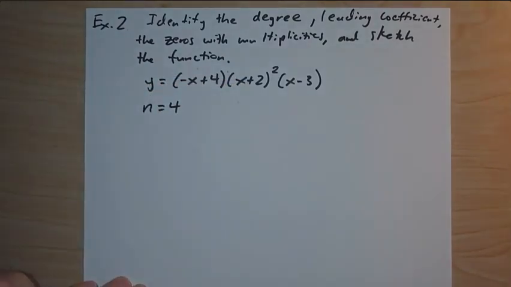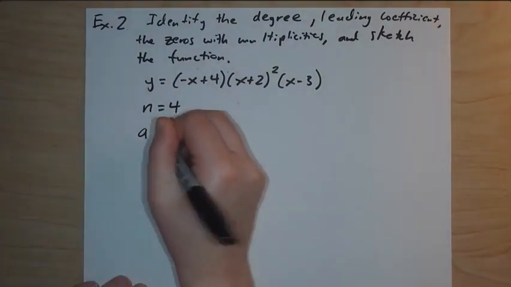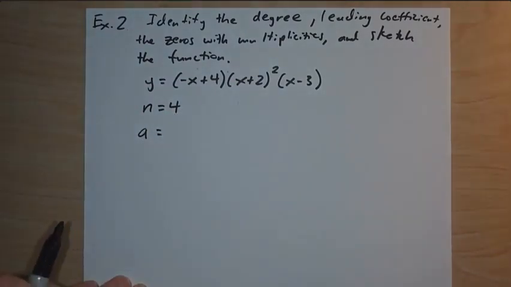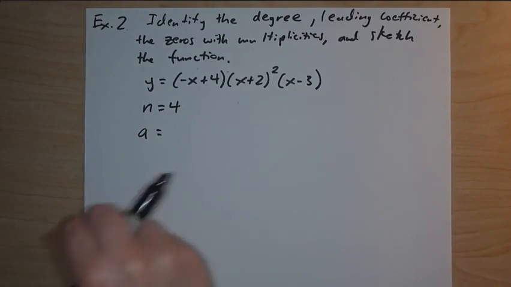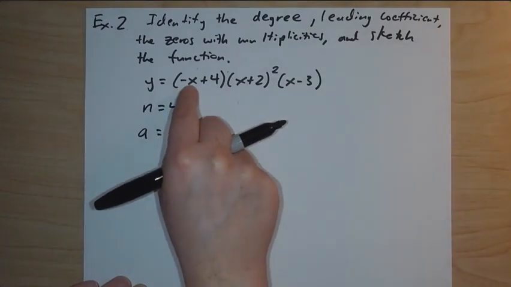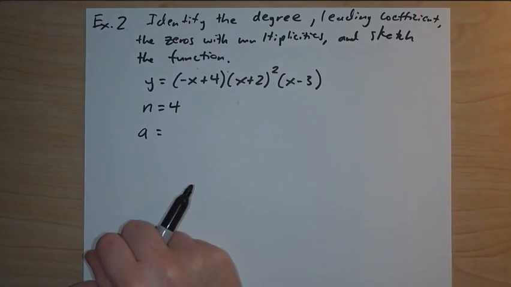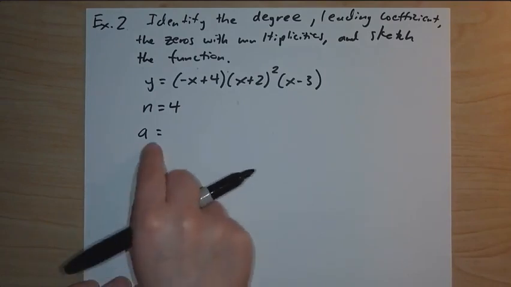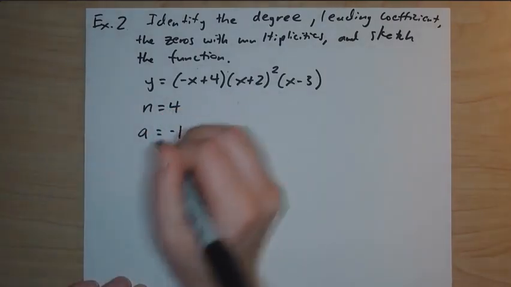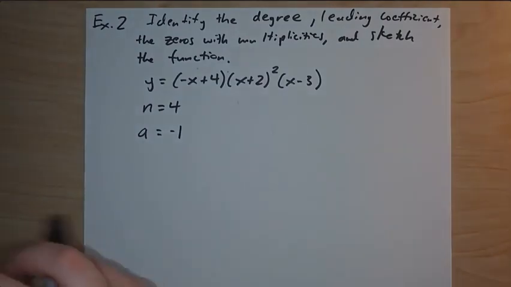Because of that, our leading coefficient, we need to find what our a is. Our leading coefficient is going to be the number in front of our x with the biggest exponent. So again, if we did negative x times x times x times x, we're going to have negative x to the fourth. So our a is going to be negative 1 for that very first term.